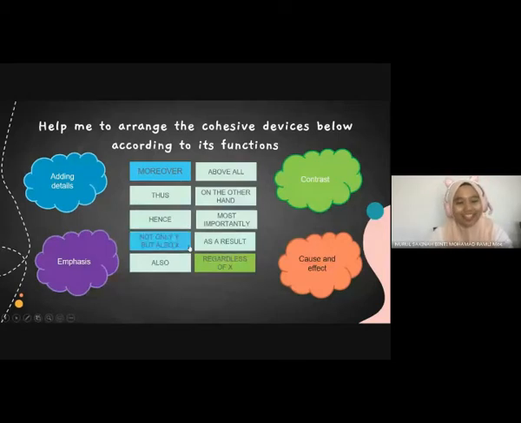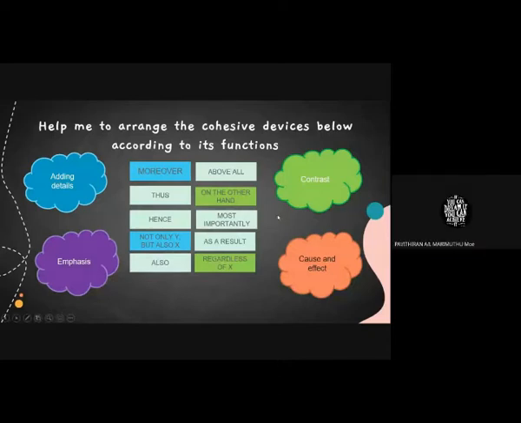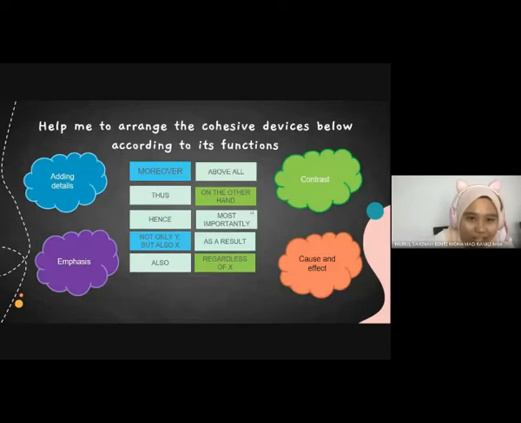Not only Y, but also X. Okay, I have accidentally clicked on it. So it is used to add details. What is on the other hand? Adding details? Oh, adding details? Are you sure? Contrast. Okay, actually, yeah, on the other hand signals contrast. Okay, good, good. Good, Jenny. Okay, hence. Cause and effect. Yes, good. Cause and effect. Yes, good. Cause and effect. Above all is used to emphasize.